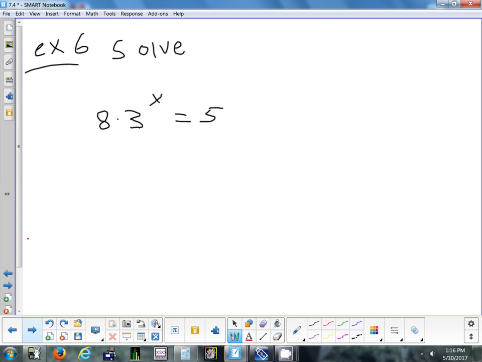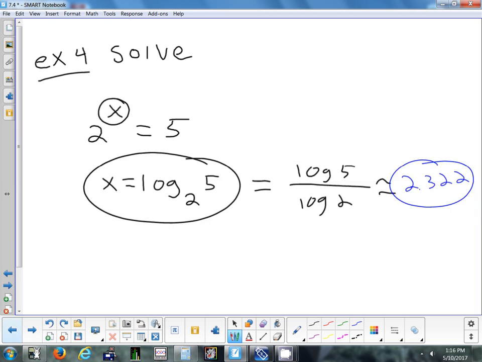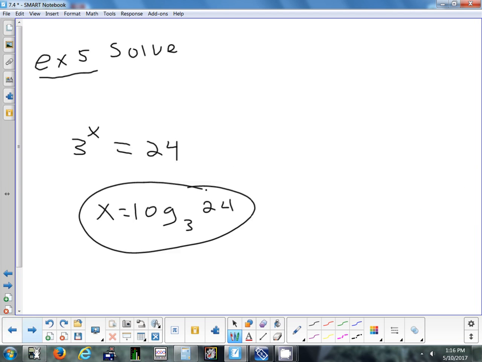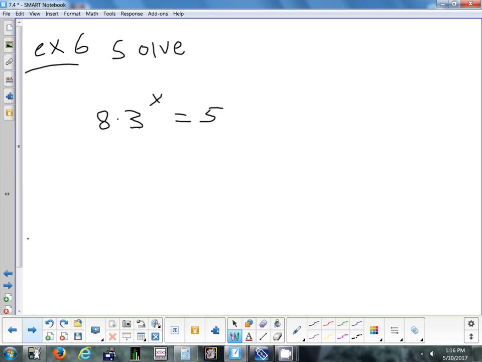Okay, let's try this one. It's kind of similar to the last two, except in example 4, you had number to a power equals a number. Example 5, same thing. Number to a power equals a number. This one, there's a number to a power equals a number, but then there's this extra number multiplied in front kind of hanging out there. What do you think I'd have to do first here?